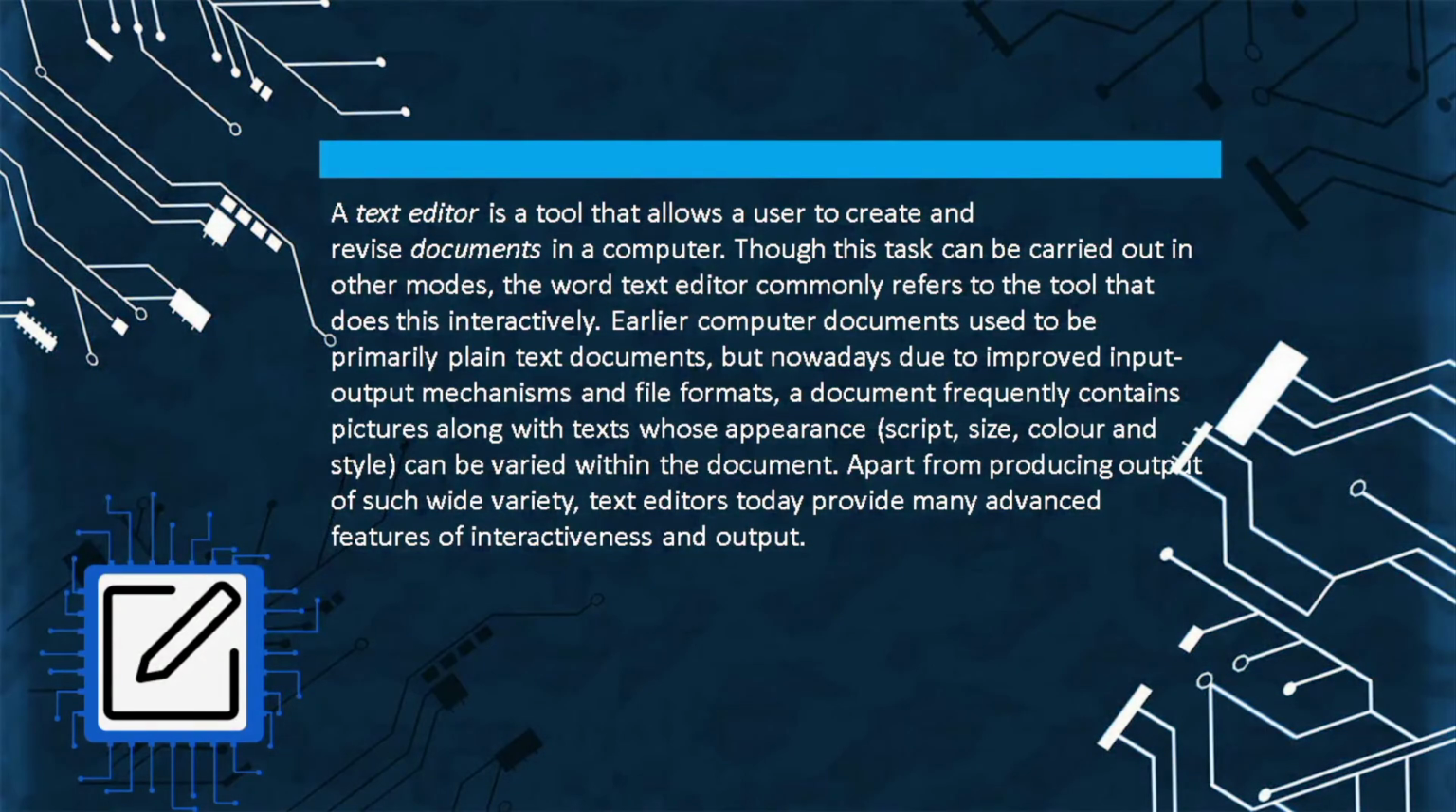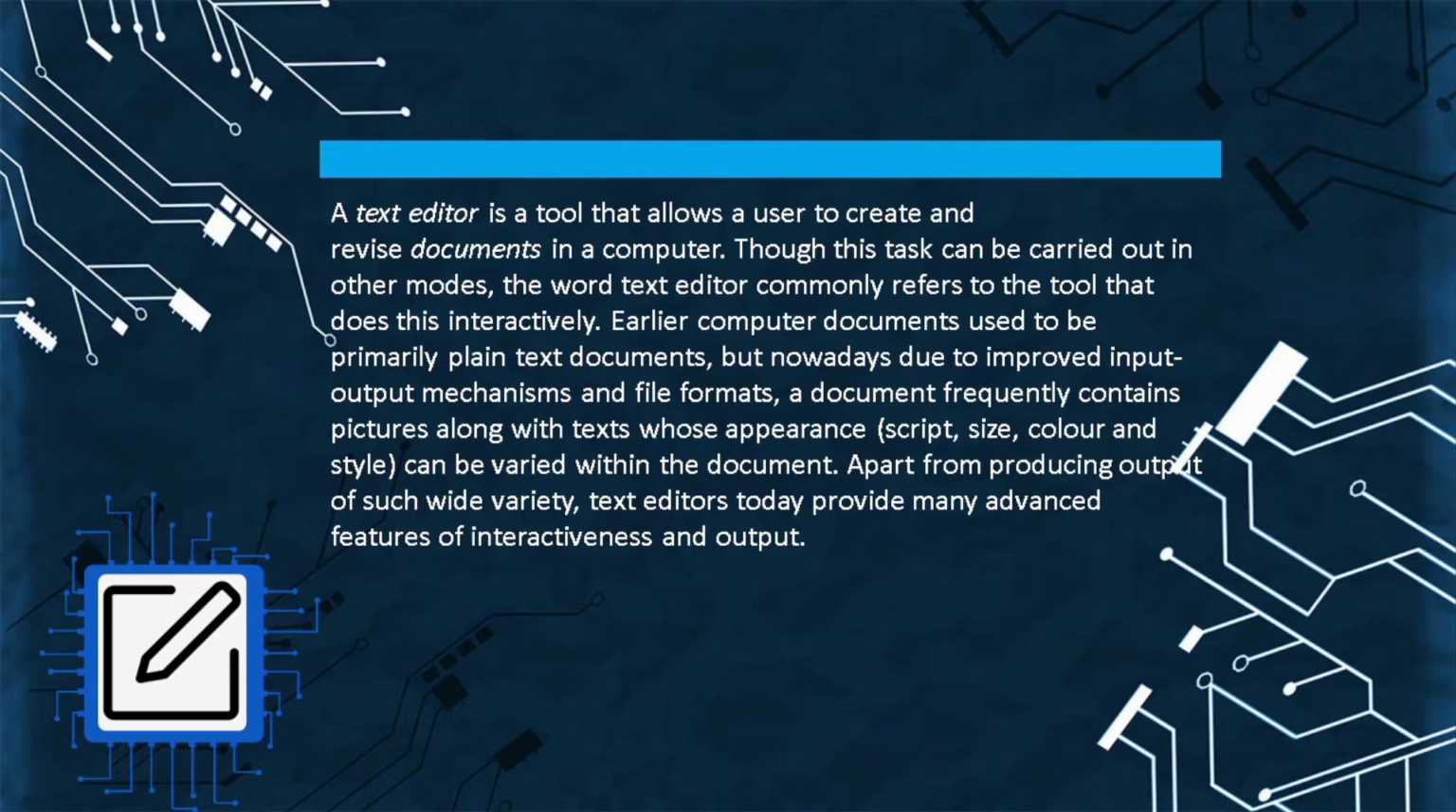Now, what is a text editor? A text editor is a tool that allows a user to create and revise documents on a computer. Though this task can be carried out in other modes, the word text editor commonly refers to the tool that does this interactively. Earlier, computer documents used to be primarily plain text documents.